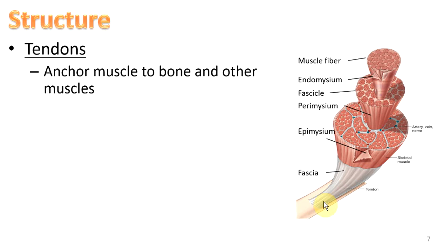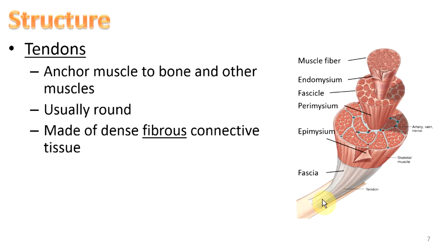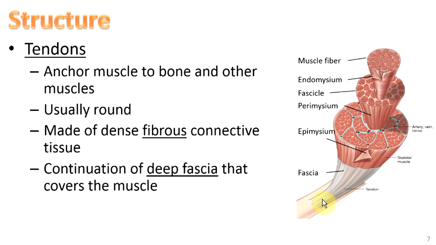Tendons anchor muscle to bone, or they anchor muscle to something else. Essentially, they anchor muscle to muscle. They're usually round, but not always. You can see in the picture here, the example I usually use is the bicep. As the muscle ends, the deep fascia continues on and is what becomes the tendon. They're made of dense fibrous connective tissue, as you remember from previous chapters, which is primarily made of collagen fibers. As I said, it's a continuation of the deep fascia.